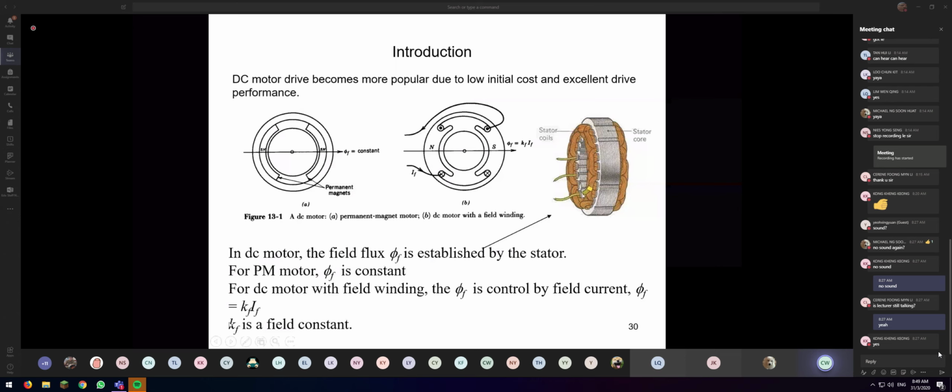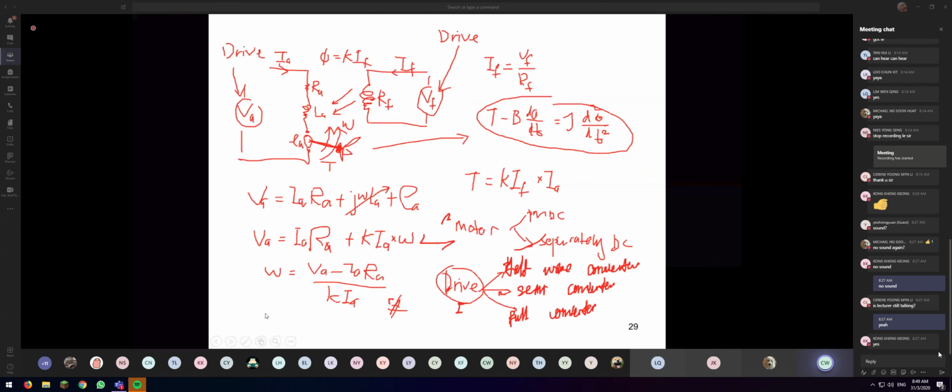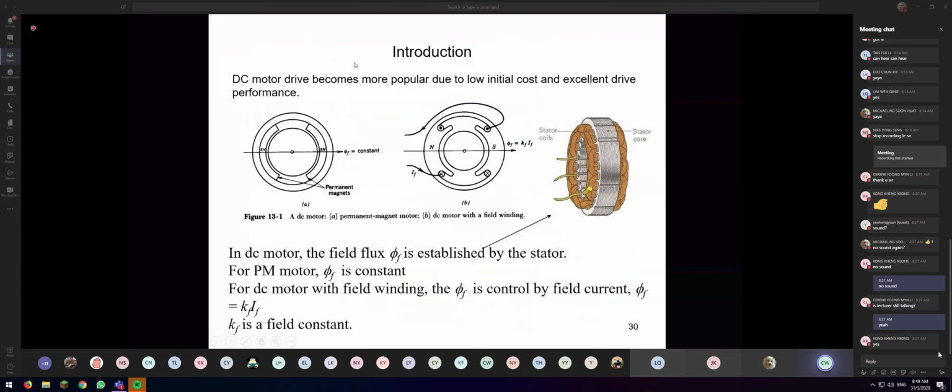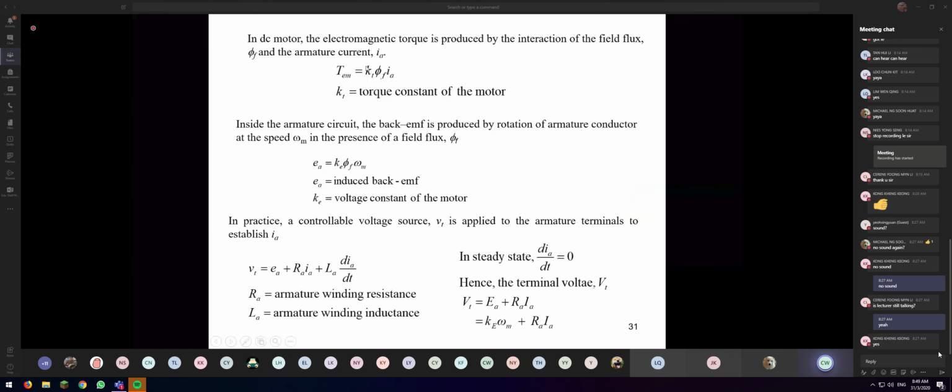So they have this formula, K I_F. Same as what I mentioned. See, it's K I_F. If I use a magnet, then this will be the fixed one. So the torque is proportional to the field flux and also the armature current. If I'm using the permanent magnet, the flux is a fixed one. And then this is the back EMF. The back EMF is proportional to the speed and also the field flux. This is the formula if I'm using the permanent magnet.